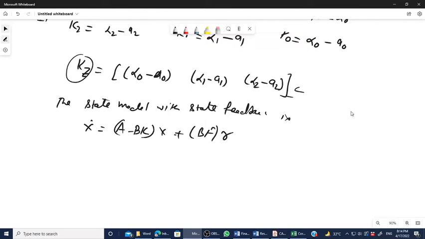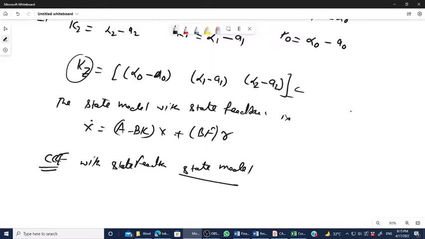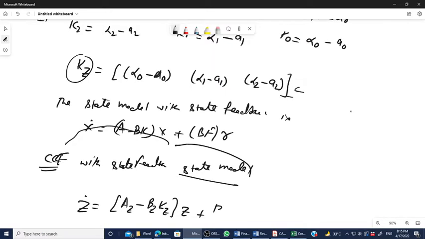However, in the controllable canonical form with state feedback, your state model is, you can say, the state model with state feedback, right? In controllable canonical form it is now: z dot is equal to (Az minus Bz Kz) into z plus Bz into F into r.